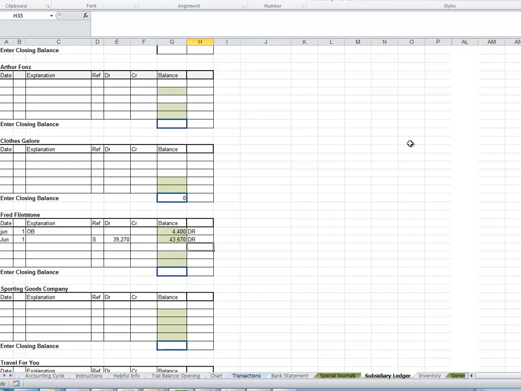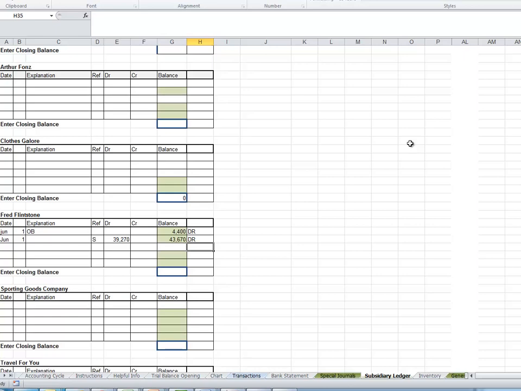So that's done. Let's look at the second transaction. So you can see that was a reasonably complex transaction. You needed to record it in 3 places. The sales journal, to record the journal, and then you need to post it to a subsidiary ledger, and then you needed to also do it in your inventory records.